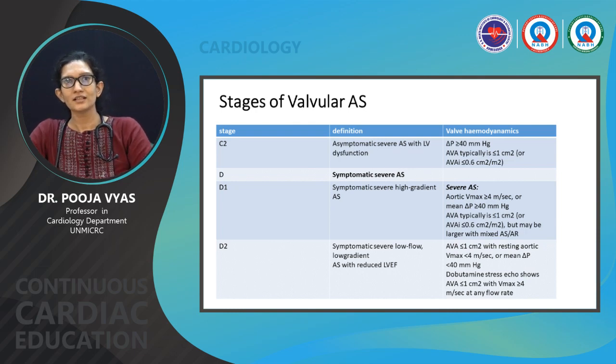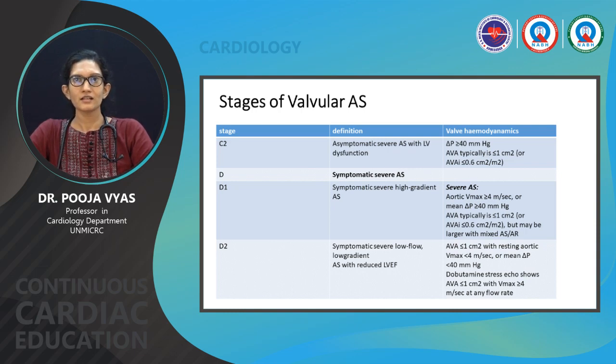Here D1 are the patients with symptomatic severe high flow, high gradient aortic stenosis, where aortic Vmax is more than or equal to 4 meter per second, mean gradient across the aortic valve is more than or equal to 40 millimeter of mercury, and aortic valve area is less than or equal to 1 centimeter square.